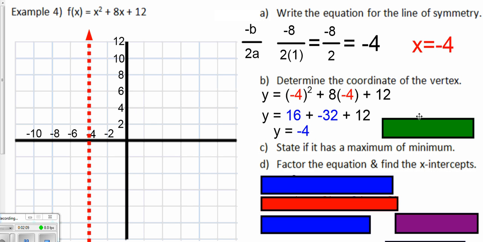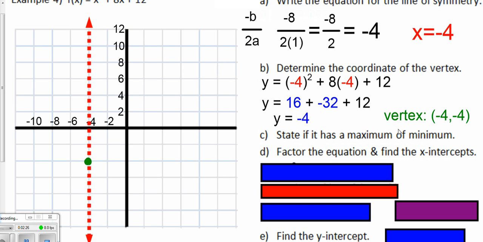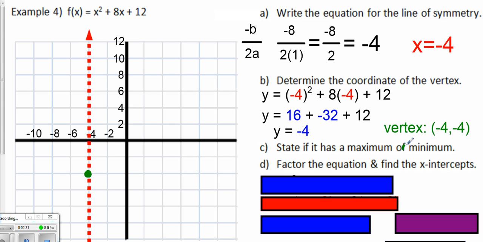So y is going to be negative 4, which means our vertex is going to be at negative 4, negative 4. I'm going to draw that in right now with green. This would be at negative 2, this would be at negative 4, so our vertex is going to be this spot right here. State if it has a maximum or a minimum. Sorry, this should be or, not of. Because this a value is positive, it's a positive one, that means this is going to be opening upwards, which means that it has a lowest point. It has a minimum. Go ahead and underline or circle that word minimum.